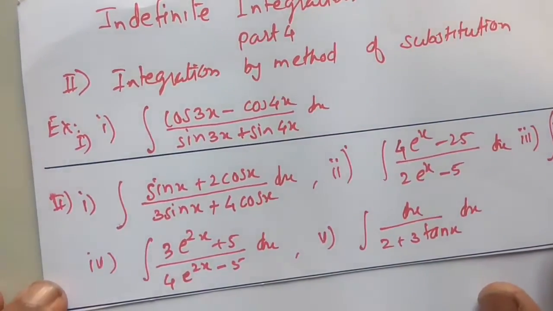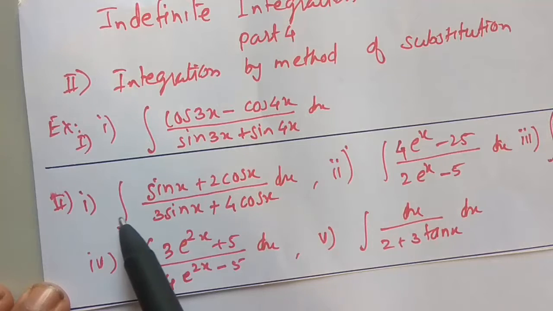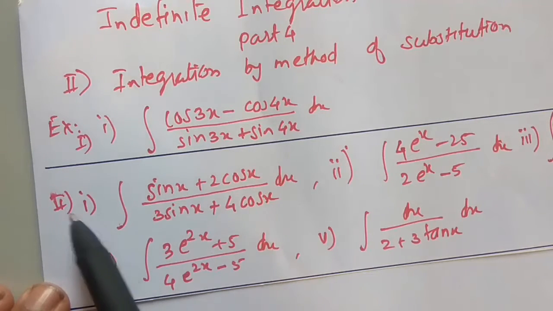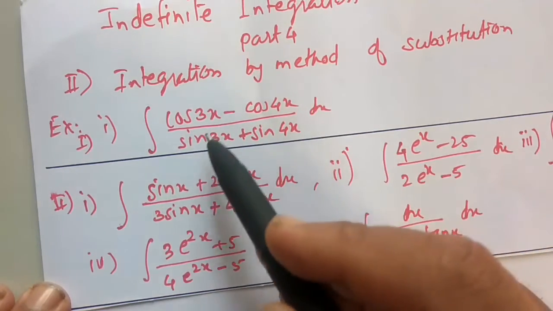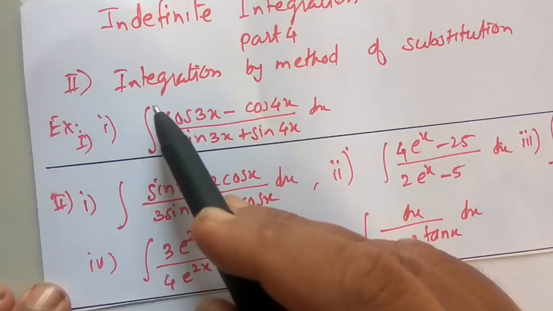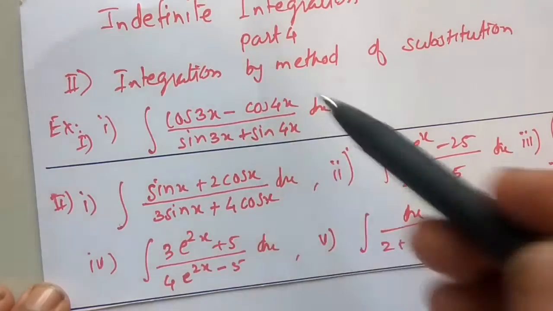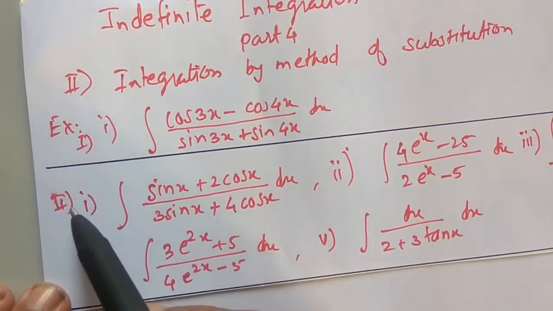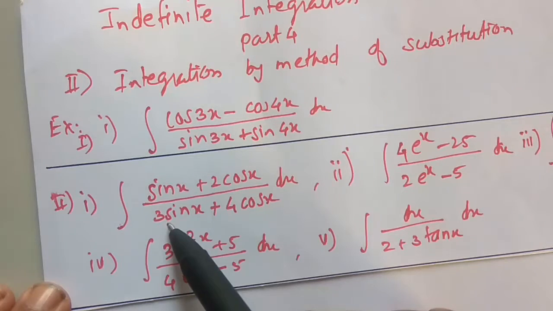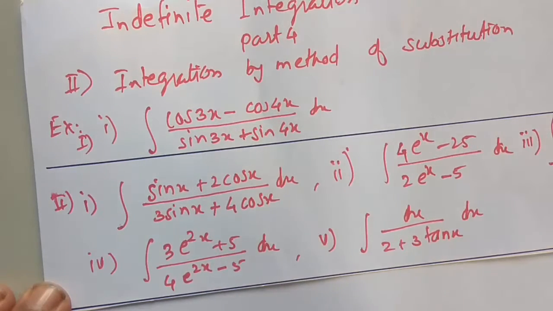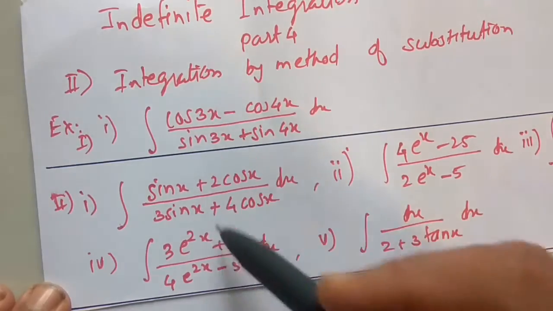Now I have listed some examples. Observe example number 1 and example number 2, out of 1, 2, 3, 4 and 5. In example number 1, it is given integration of cos 3x minus cos 4x upon sin 3x plus sin 4x dx. And in type 2, number 1, the integration is sin x plus 2 cos x upon 3 sin x plus 4 cos x. You observe the difference between these two examples.